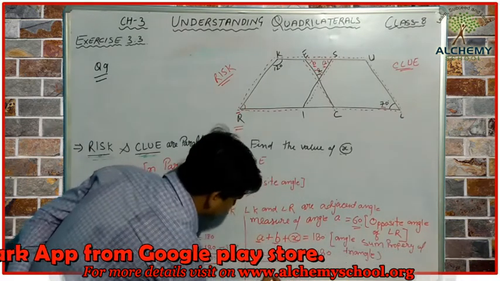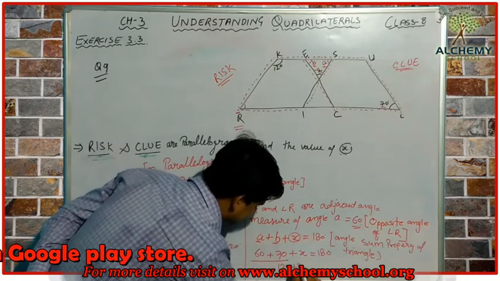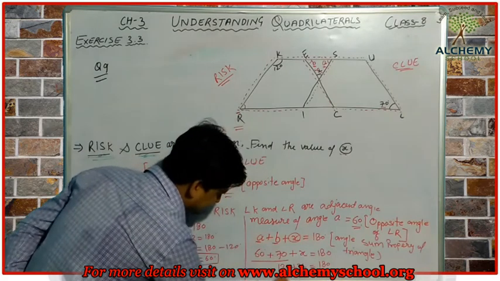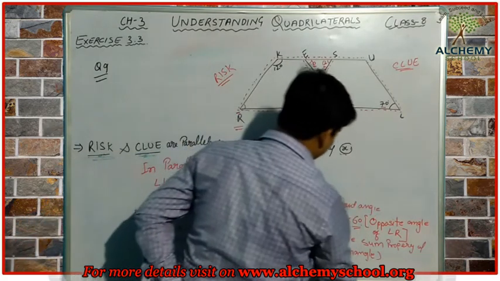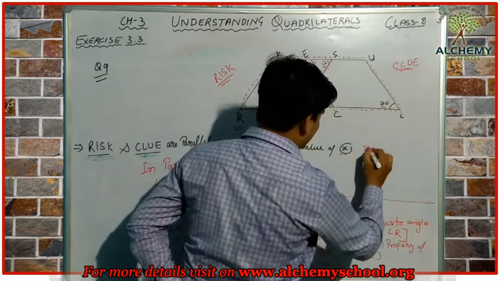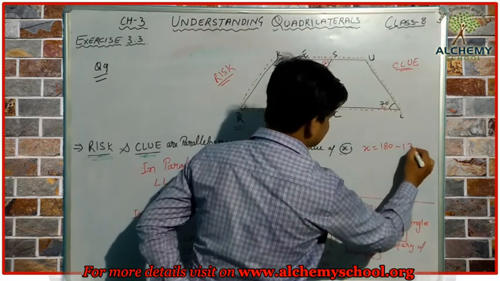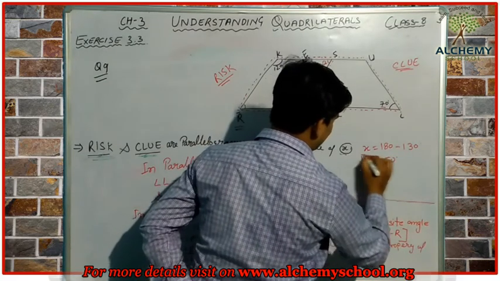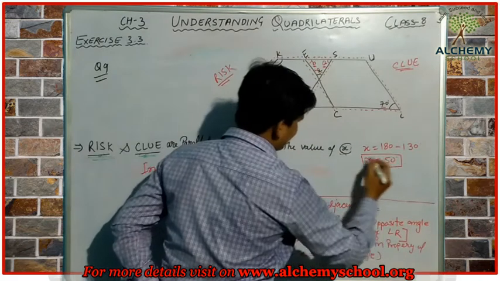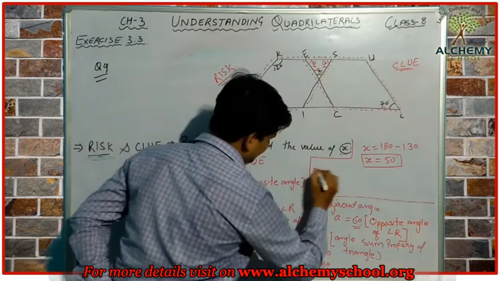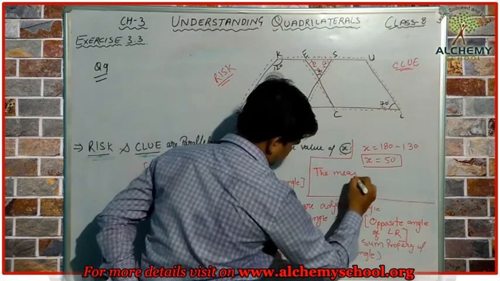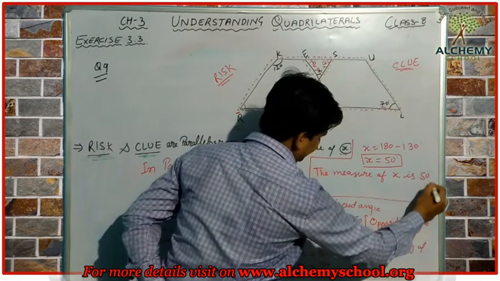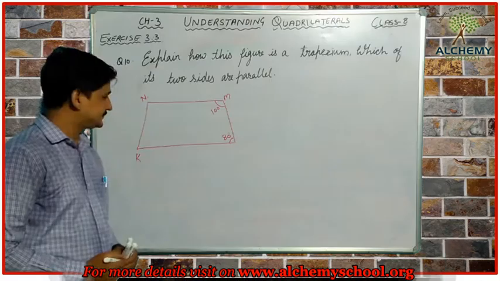When we add these two values, we get 130 plus x is equal to 180 degree. And when we take 130 to the other side of equal to, we get here x is equal to 180 minus 130 degree. So the value of x will be 50 degree. Okay, the value of x is 50 degree here. So we can write our answer here. The measure of x is 50 degree. That's it.